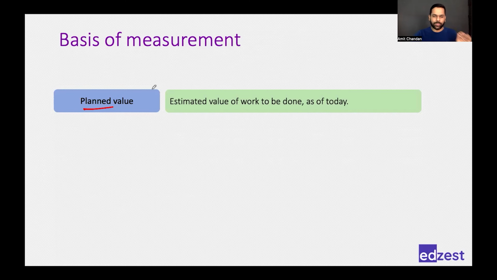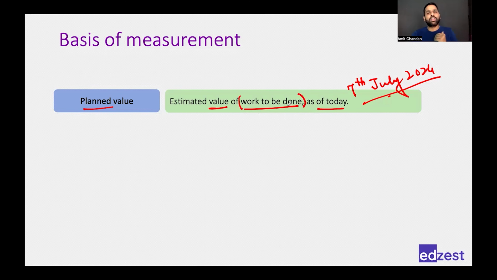Okay? Planned value is the estimated value of the work that was planned as of today. Okay, so as of today means 7th July. We are doing a measurement on 7th July 2024. So as of today, what is the estimated value of work to be done? So first is work to be done. So what was my work to be done? Let's say, for example, it was 40%. So as of today, I should have completed 40% of the work.